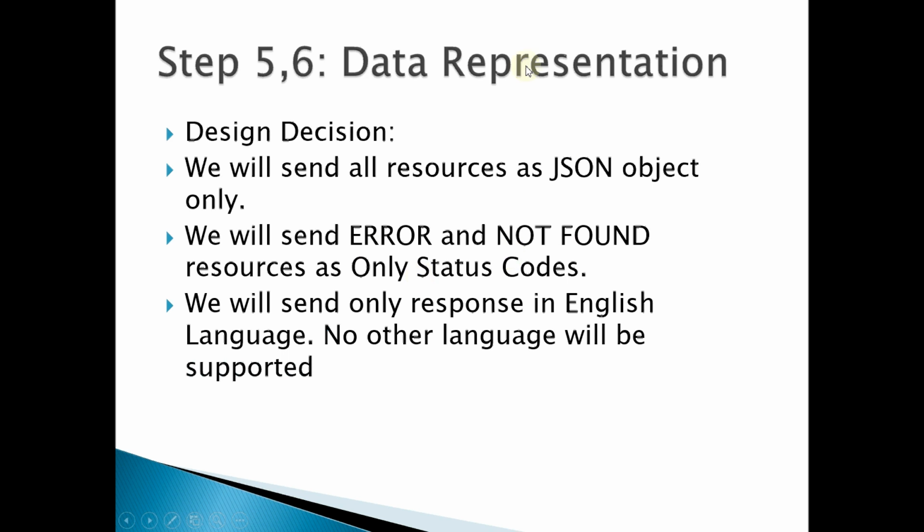And the sixth point is defining the language. We will provide all the data in English. No other language will be supported. Like a request in the French language, we can't process the information in French or any other language like Chinese. So we will only get the information in English and provide the response in English. So these are the fifth and sixth points for our REST API.